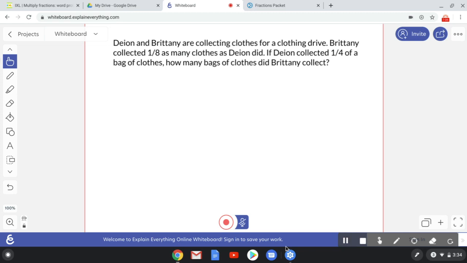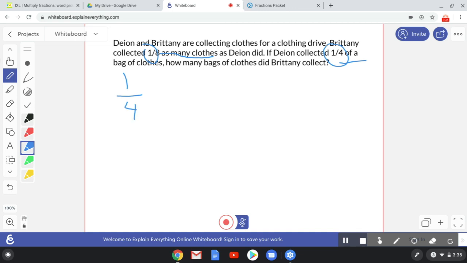Let's now solve this next problem together. Dion and Brittany are collecting clothes for a drive. Brittany collected 1/8 as many clothes as Dion. If Dion collected 1/4 of a bag of clothes, or 1/4 bag of clothes, how many bags of clothes did Brittany collect? So I know for sure 1/4 of a bag of clothes is what Dion collected. And I want to know what 1/8 as many clothes as Dion collected equals.